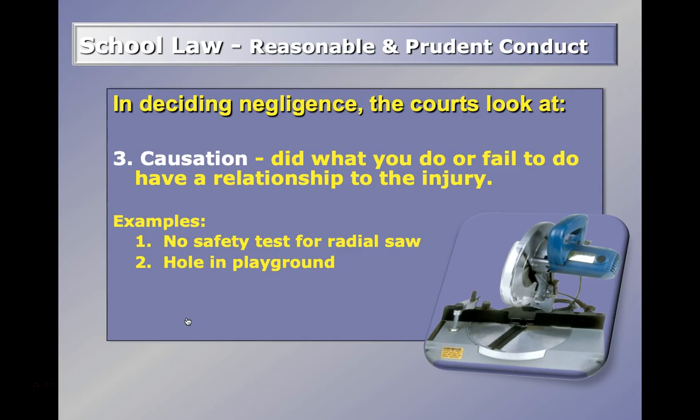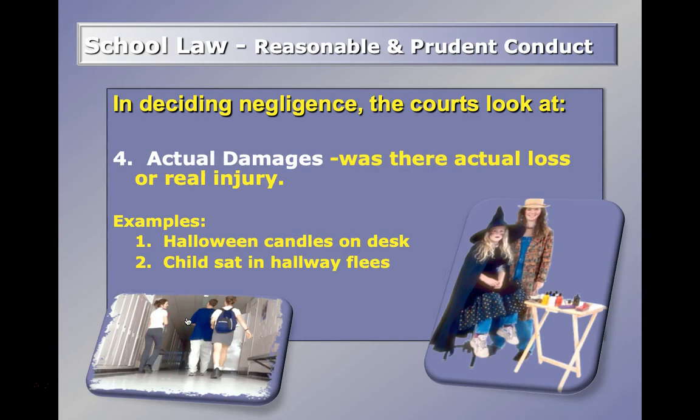But what you did had a relationship in the injury. If you don't replace that safety gauge on the radio saw, and you let a kid use it without the safety gauge, that's going to cause you trouble too. So look at causation, and then actual damages. There has to be something that occurred, like the loss of the eye, as you find in all these cases. But was there actual loss or real injury?